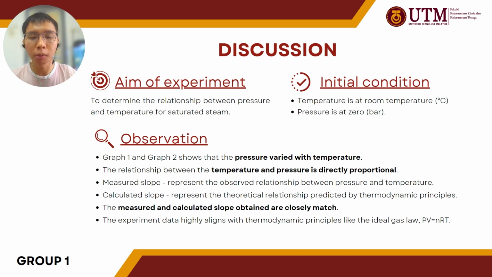The reason we need to find measured slope is because it represents the observed relationship between pressure and temperature, while for the calculated slope, it's simply because it represents the theoretical relationship predicted by thermodynamic principle. From the result we obtain, the measured slope and calculated slope are closely matched. This shows that the experiment data highly aligns with thermodynamic principles like the ideal gas law, PV equals to nRT.